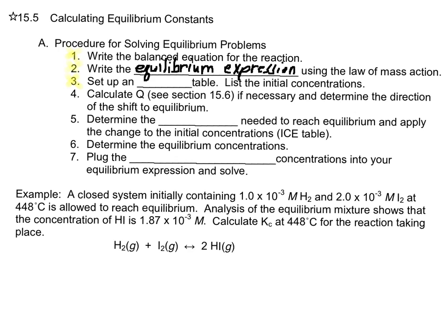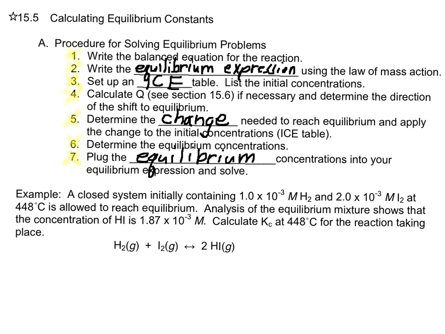ICE is an acronym that stands for Initial, Change, and Equilibrium. Then the next thing we might have to do is calculate something called Q, the reaction quotient. We'll get into that later. Next, after we've set up our ICE table, we need to figure out what sort of change we're needing to reach equilibrium, depending on the equilibrium values that they have given us. Then we're going to figure out what our equilibrium concentrations are. Then we will plug our equilibrium concentrations into our equilibrium expression that we got back in step number 2, and we will solve for K.